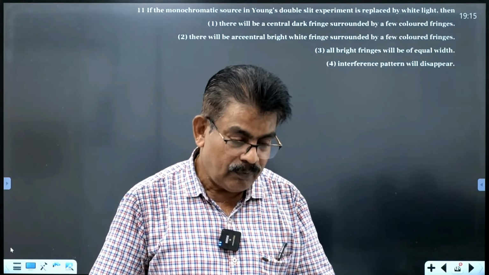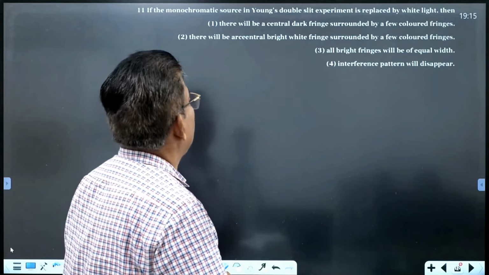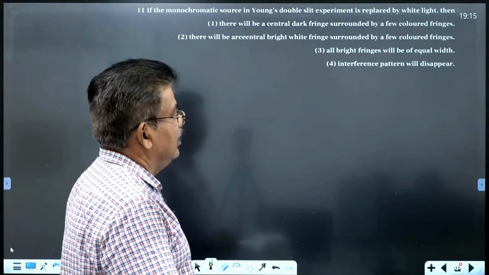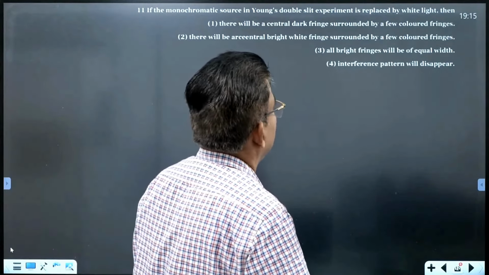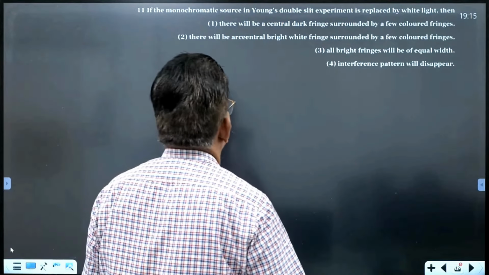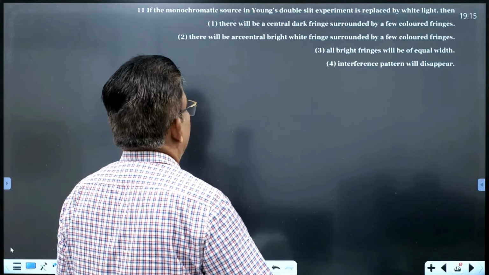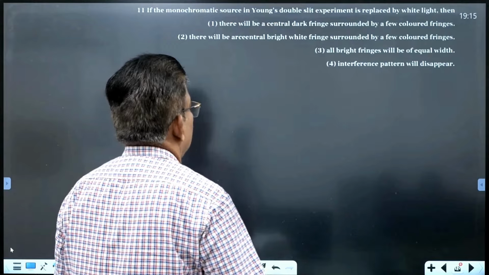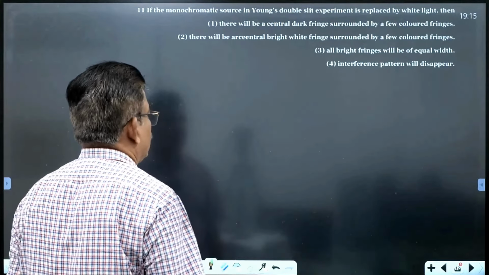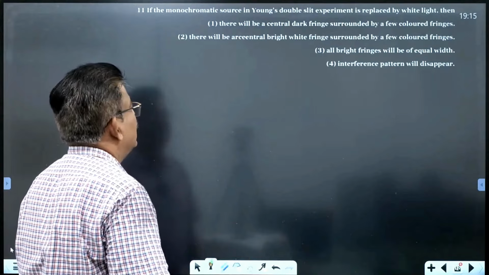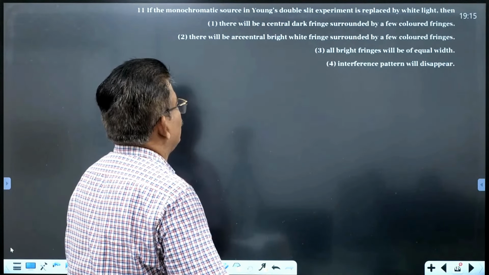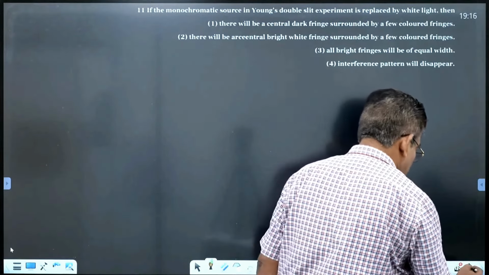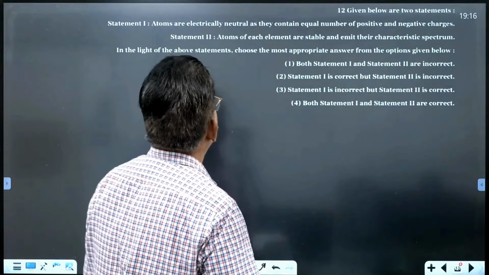Now, monochromatic light in a double slit experiment is replaced by white light. We have told you on a number of occasions that there is no dark fringe, the central fringe will be white and bright, and other fringes are colored. Different fringes are of different width. So the correct answer here is there will be a central bright white fringe surrounded by colored fringes, no dark fringe. So a simple answer, answer 2. We go to the next question.